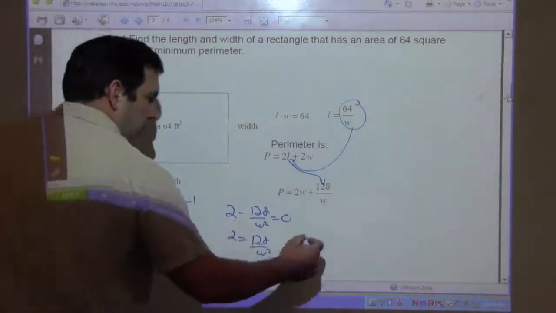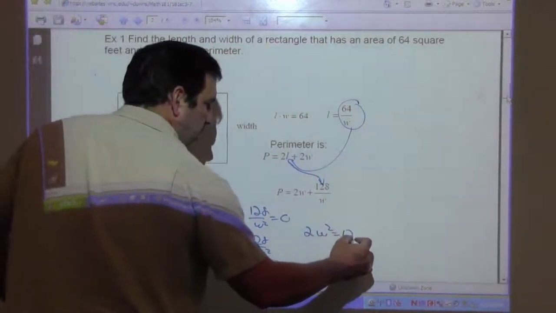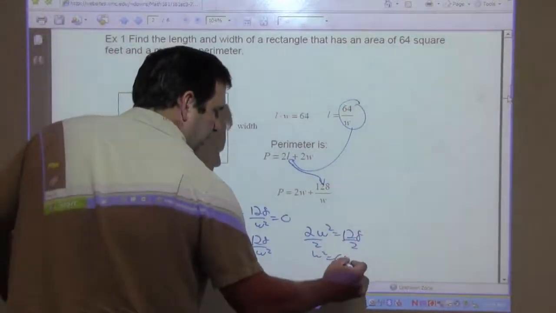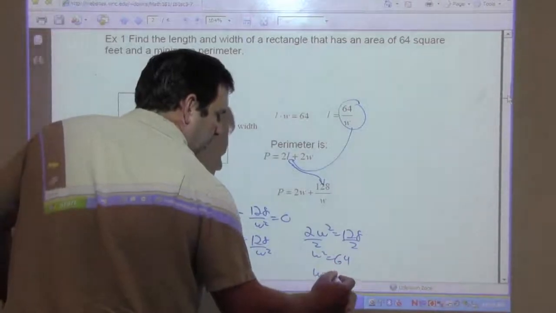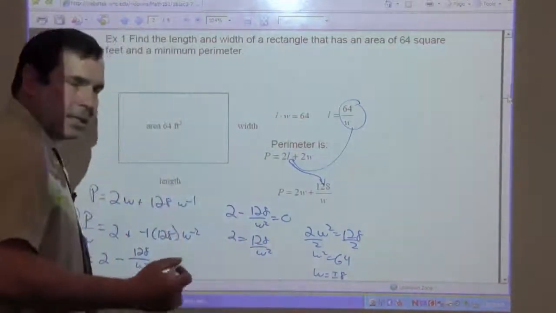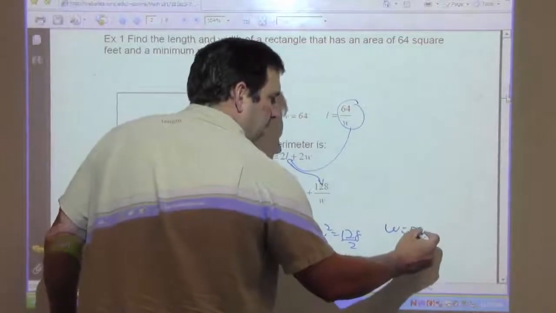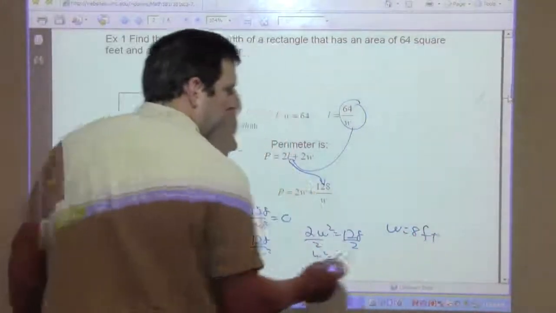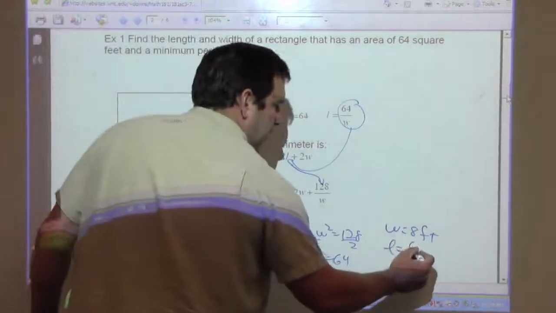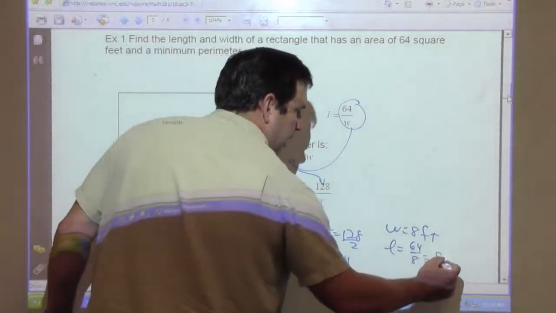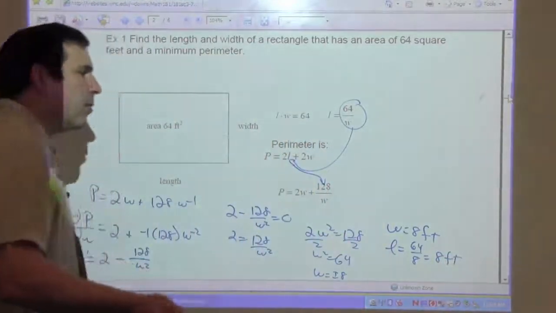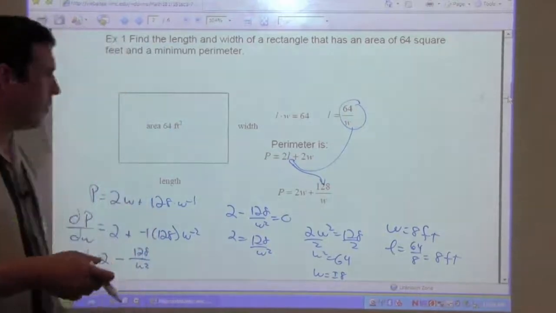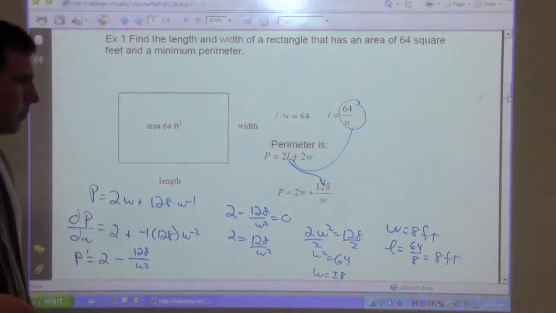Multiply both sides by W squared. 2W squared equals 128. Divide by 2. W squared is 64. So the width would be plus or minus 8. What makes sense is positive 8. The width would be 8 feet. So the length would be 64 divided by 8, which is also 8 feet. And that's a square. That makes sense, that a square is going to have the most efficient use of area for a rectangle.